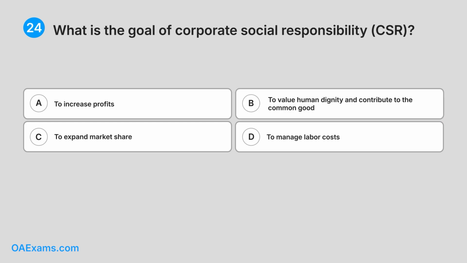24. What is the goal of corporate social responsibility? A. To increase profits. B. To value human dignity and contribute to the common good. C. To expand market share. D. To manage labor costs. Can you guess the answer?